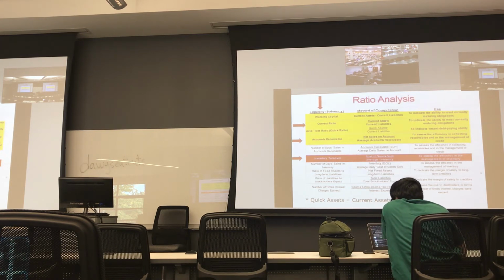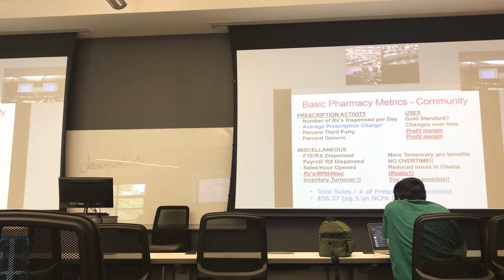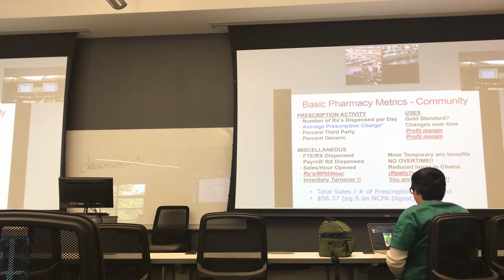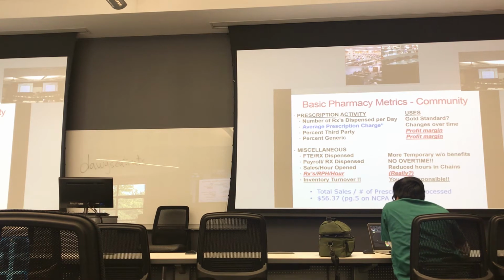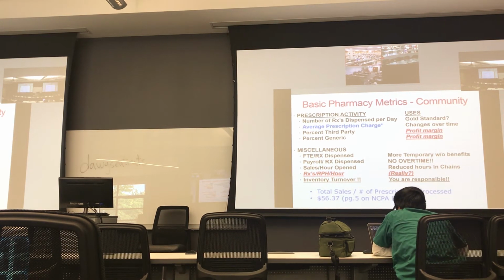So there's a lot of pharmacy metrics that we have in the community. I think everybody's familiar with the number of prescriptions dispensed per day, average prescription charge. Has anybody ever heard that before? NCPA, people in NCPA should probably know that. When I was in school, it was $50, and now it's from the NCPA Digest. It's just your sales over the number of prescriptions processed. So the average cost or the average selling price of a prescription is now $56.